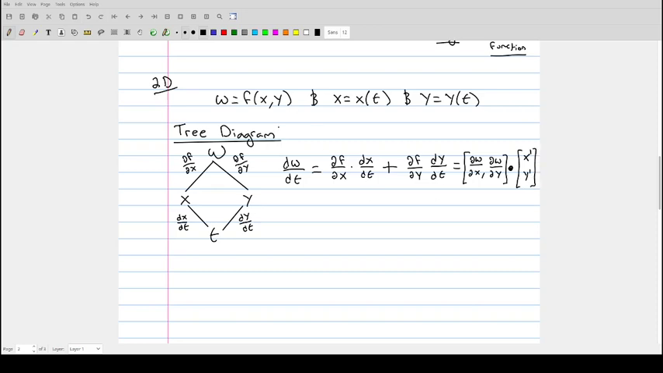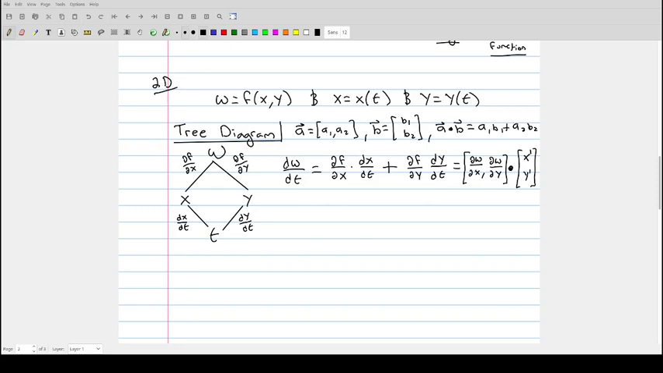You'll remember from a previous calc course that the dot product between vectors, if I have a vector A and a vector B, the dot product A dot B is just the sum of the multiplication of each individual component. So A1 B1 plus A2 B2. That's how you do it for a vector with two components.